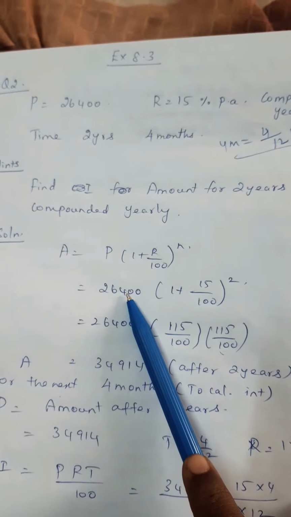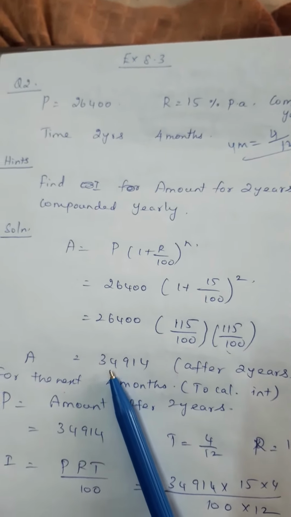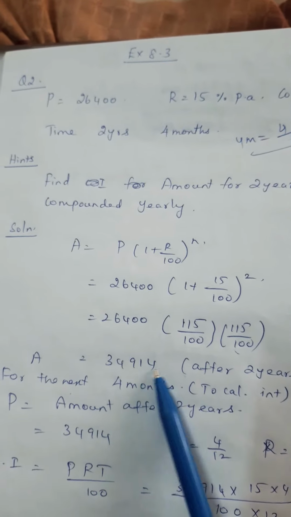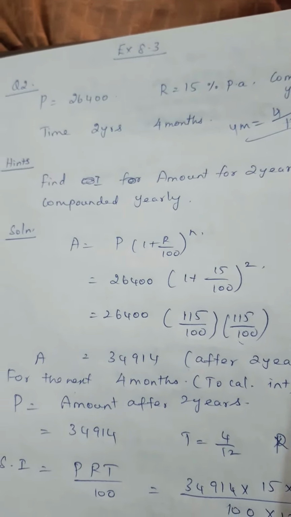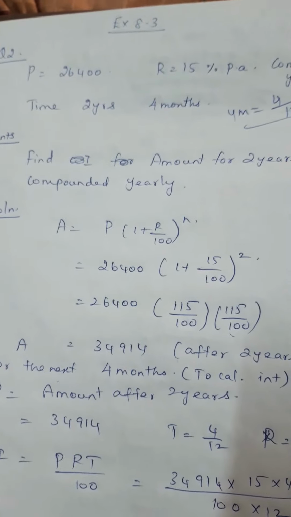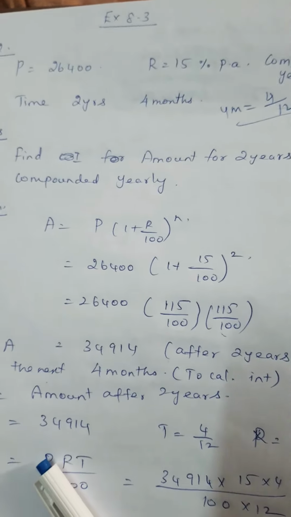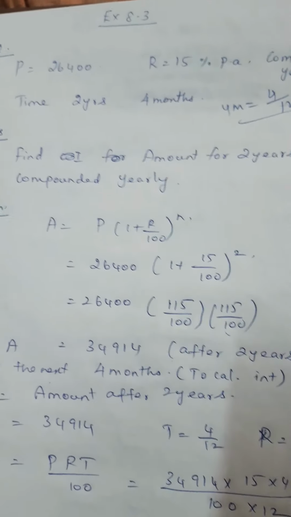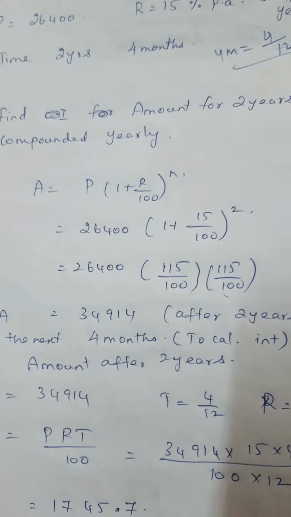So at the end of the second year, you have 34,914 rupees in your bank account. You deposited 26,400, but at the end of the second year you have 34,914 rupees. But you are not going to take that amount back from the bank. You want to extend it 4 more months. Let it be in the bank, I will take it after 4 months, that is when I need the money. Then the bank will give you interest for those 4 months also.